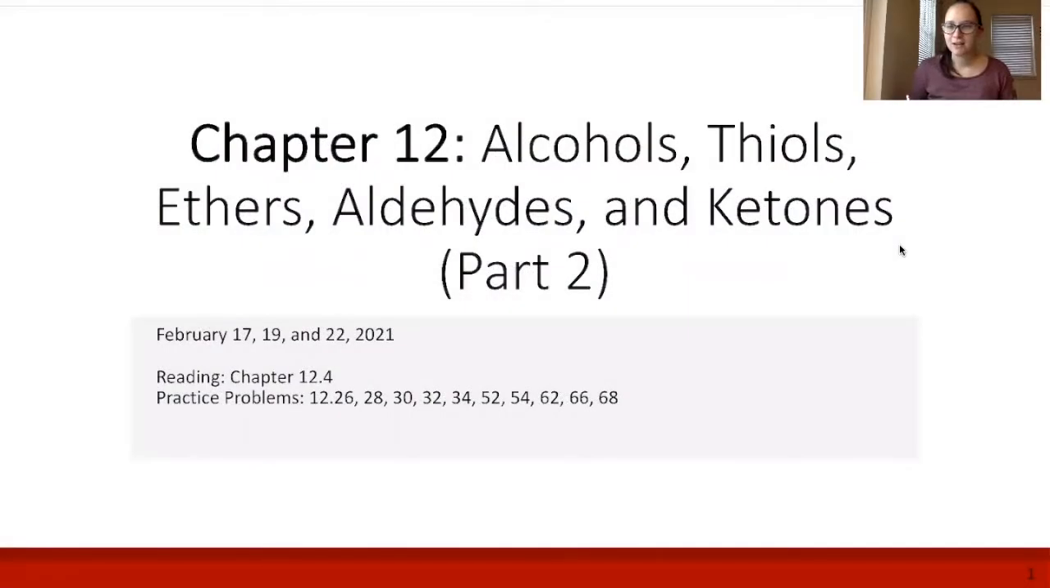Hey y'all, so we're going to go ahead and start chapter 12, part 2. This is going to be reactions of the functional groups that we've learned in this chapter so far, specifically alcohols, thiols, aldehydes, and ketones. We're not really going to learn any reactions with ethers.